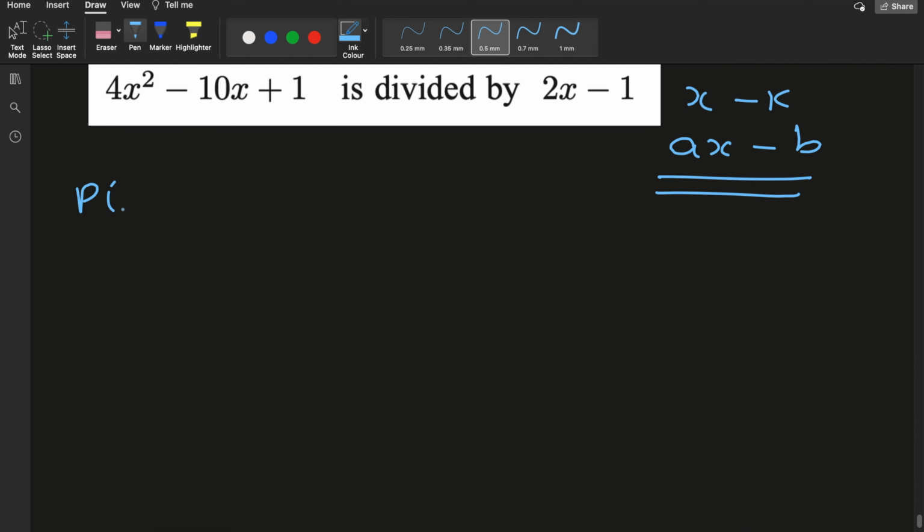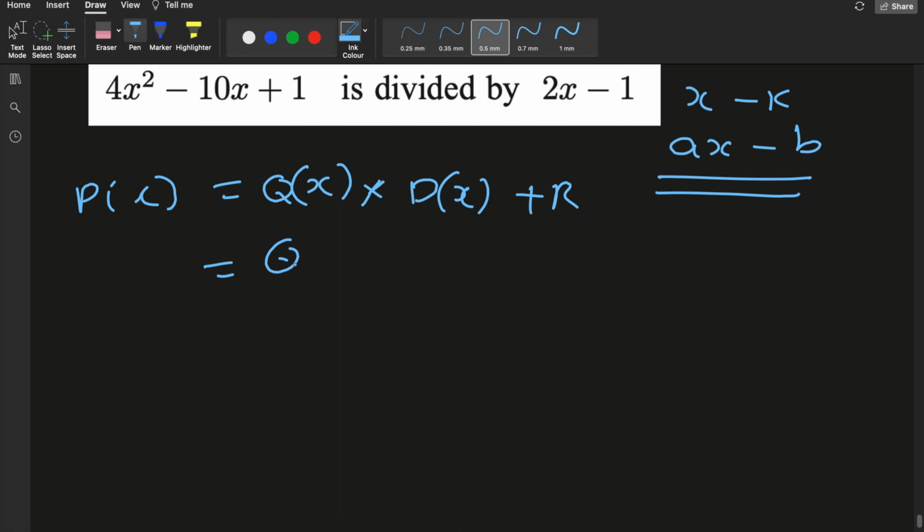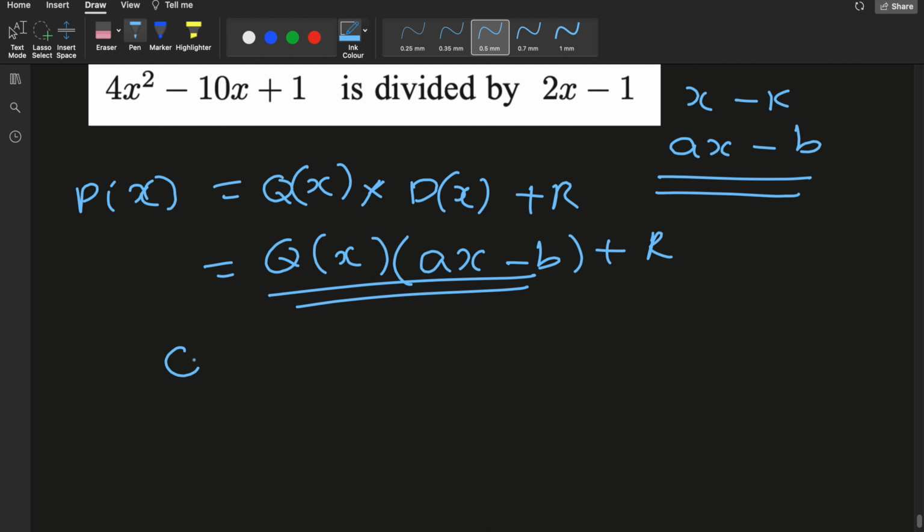So we know that p of x equals q of x into the divisor, plus r. So in this case, let's substitute the divisor as ax minus b. So q of x into ax minus b plus r. So we have to make this term 0. So we can write q of x into ax minus b equals 0.